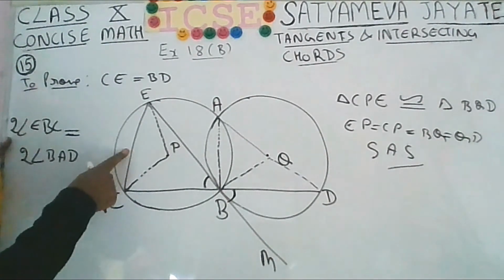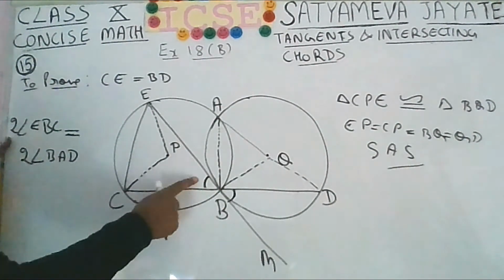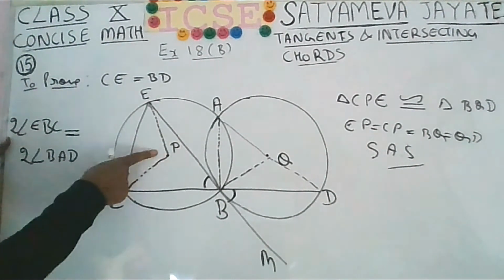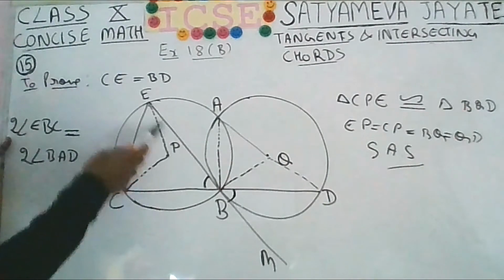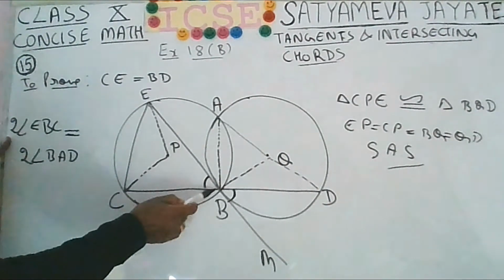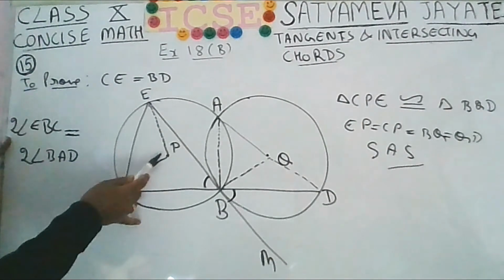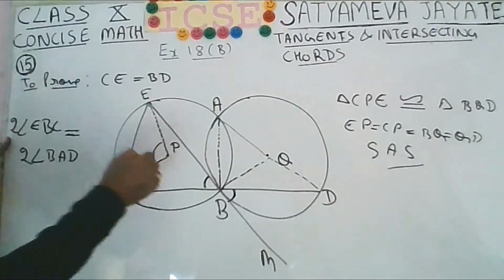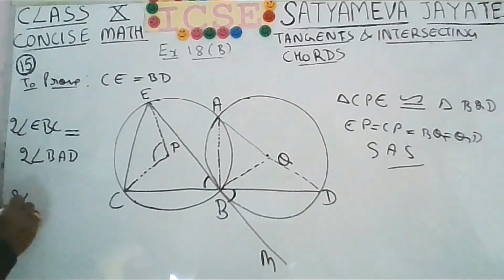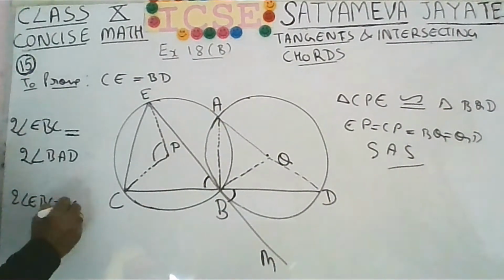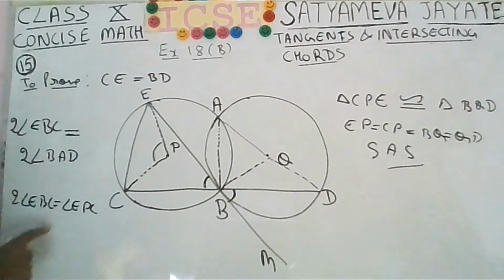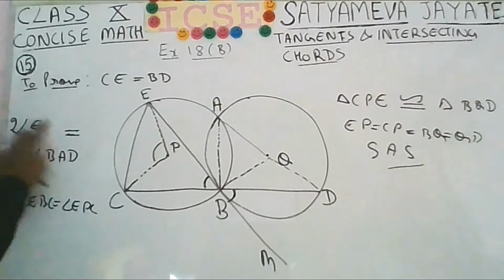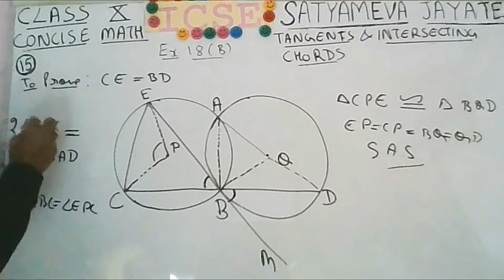Now look at the chord CE. It is subtending an angle EBC at the point B, and is also subtending an angle EPC at the center. Center here is P. So the angle subtended at any other point is 1/2 of the angle subtended at the center. So if you multiply this angle by 2, you are actually getting angle EPC. 2 times angle EBC will be equal to angle EPC because EPC is subtended at the center P. So instead of 2 times angle EBC, you can write here angle EPC.